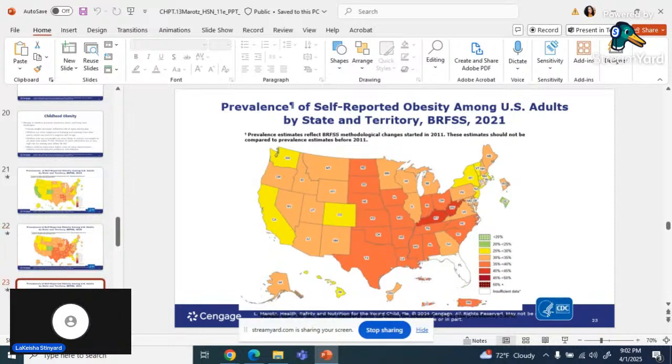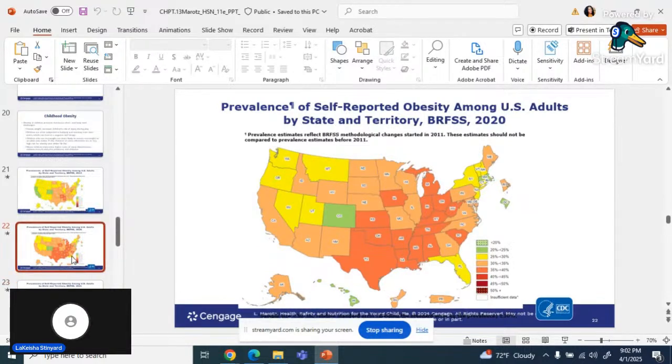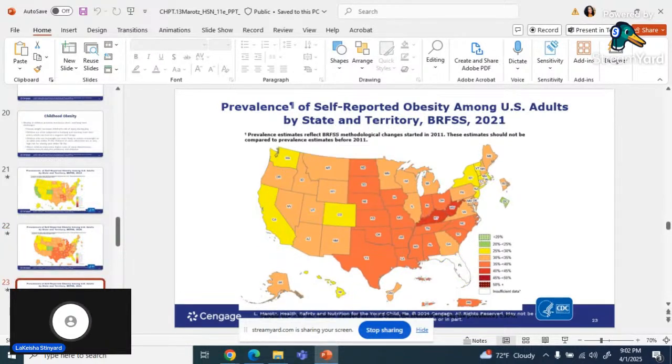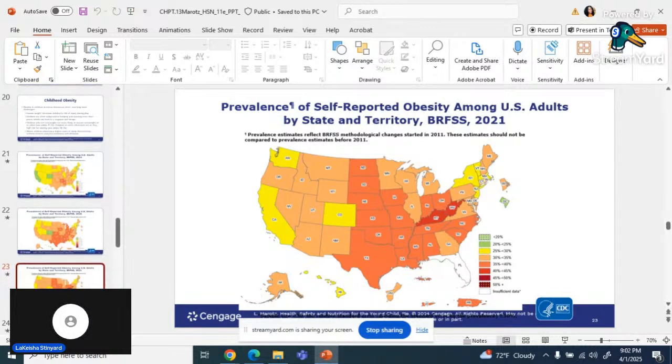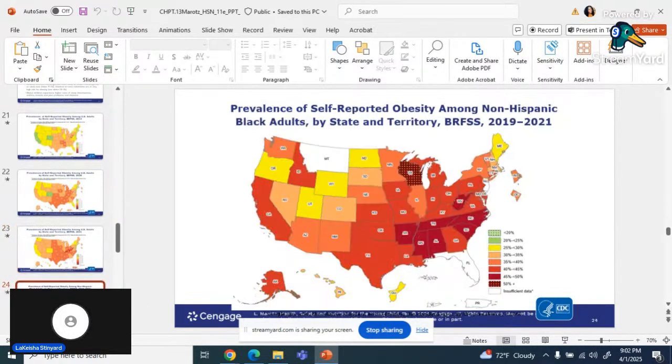Okay, let's look at 21. Look, compared to 22, just a year difference. One year difference. And then, oh my gosh, look at 2019 to 2021. This is so sad. Montana is in the white, but they're probably not. It's insufficient data for Montana, but I guarantee it's probably in the red by now.